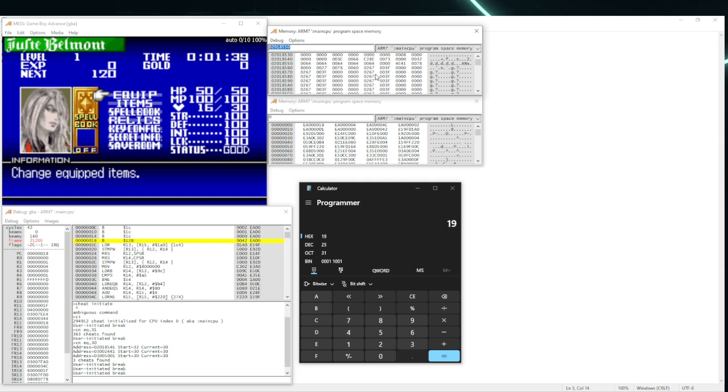I'm not seeing any 10. So we can do a search for that. So once we found our code, whenever you want to search for a new code, you have to do the cheat initiate. So CI, and it's going to reset.